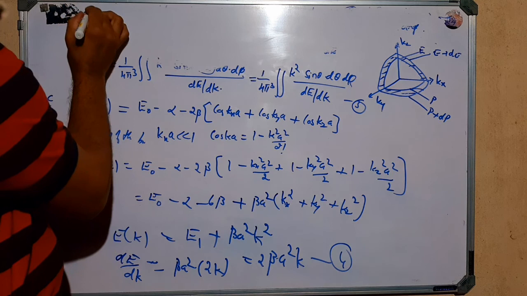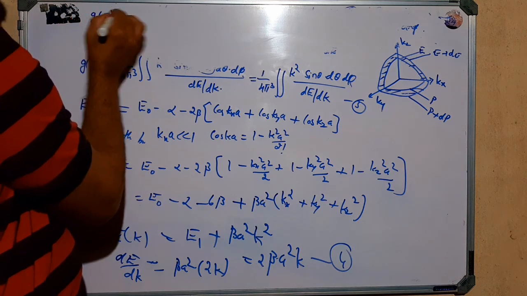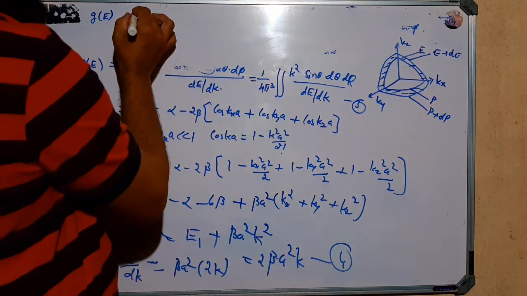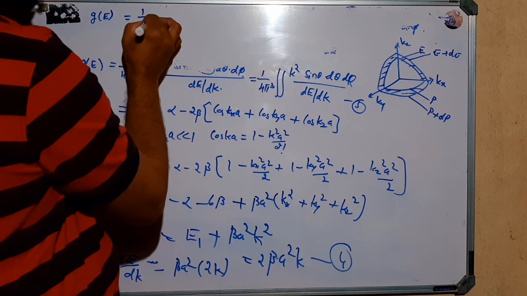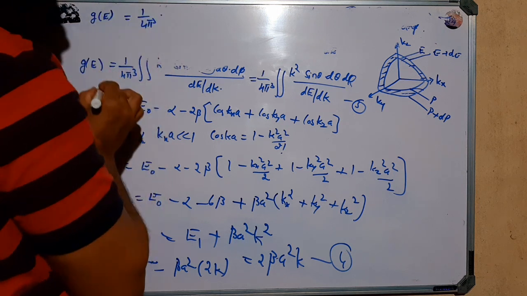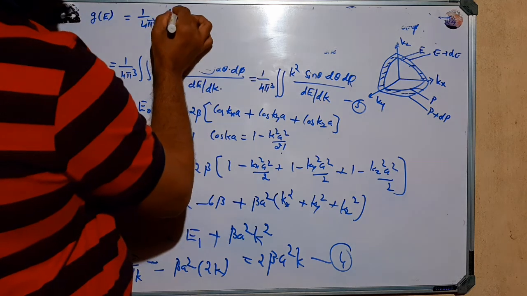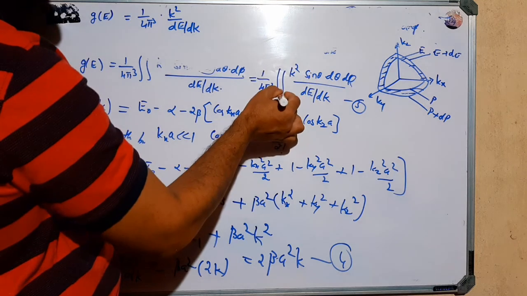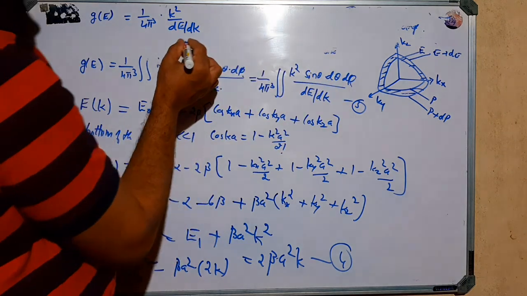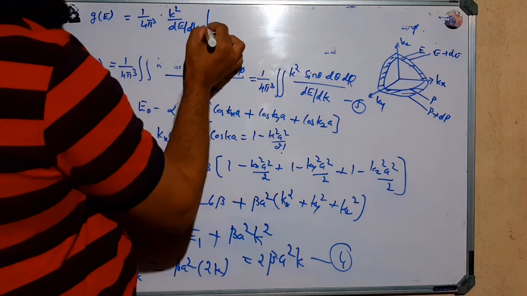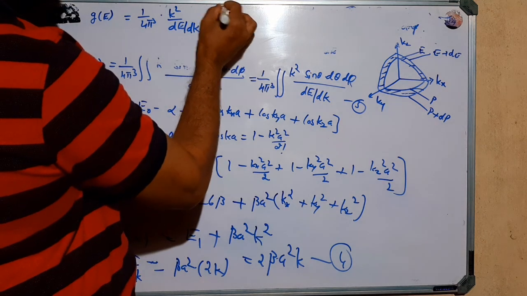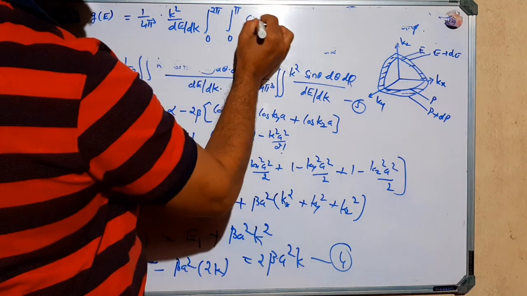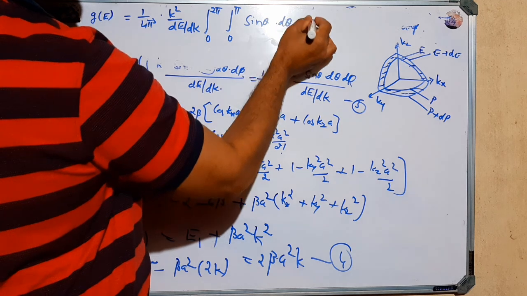Now g of E is equal to 1 by 4 pi cube into k square divided by dE by dk. So we are integrating between theta and phi only, therefore you can take it outside the integration sign. So phi varies between 0 to 2 pi, theta varies from 0 to pi. So sin theta d theta into d phi.